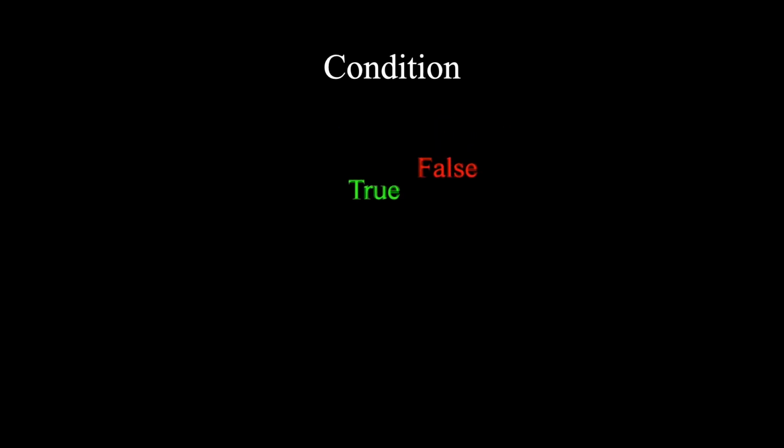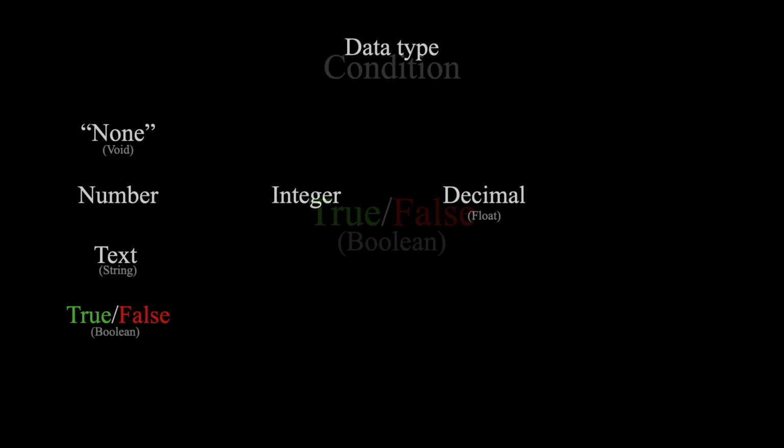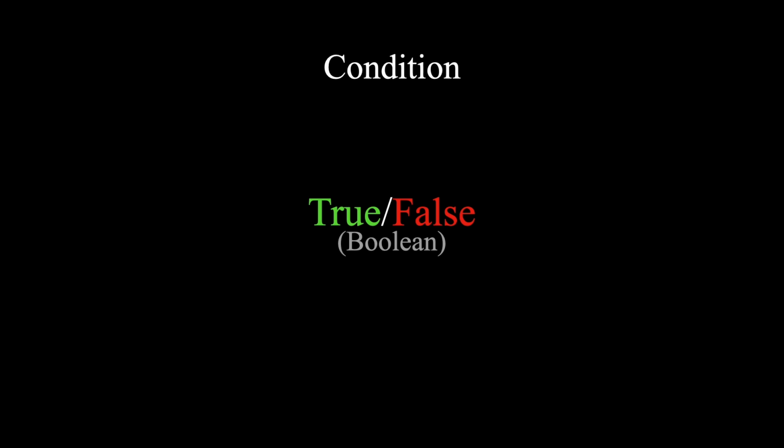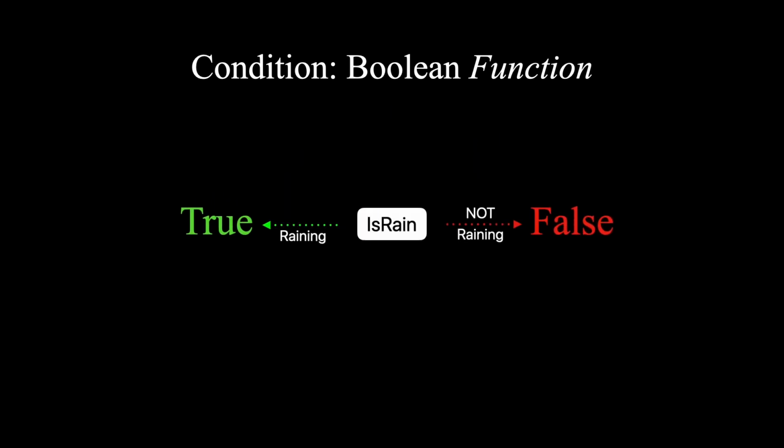A condition only has two different statements, true or false. In programming, we call it a Boolean. Remember the first episode, we know that a Boolean data type could be a function's output. So we can use functions to represent conditions. Like the isRain function returns true if raining and returns false if not.